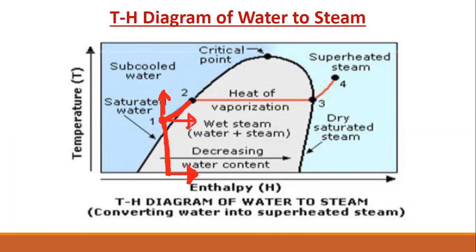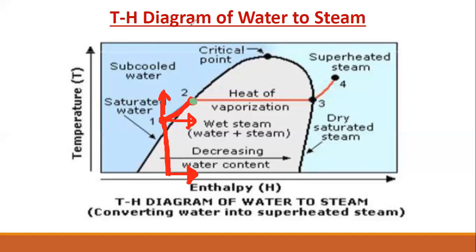So at a certain time, suppose point two, this is the margin of water and steam. At point two, the steam starts. That means after that, the temperature will not increase. I take one more color to make you understand better. When it reaches this point two, at that time the temperature of the water will not increase.